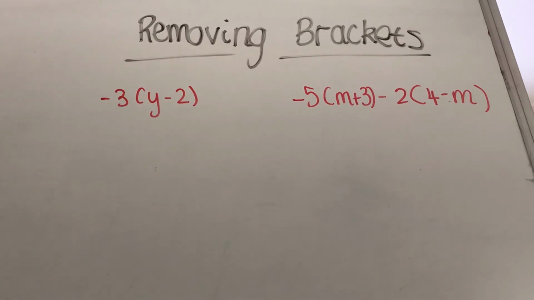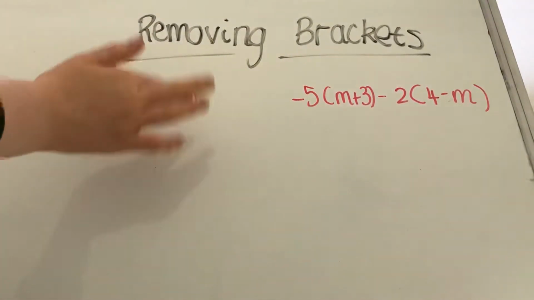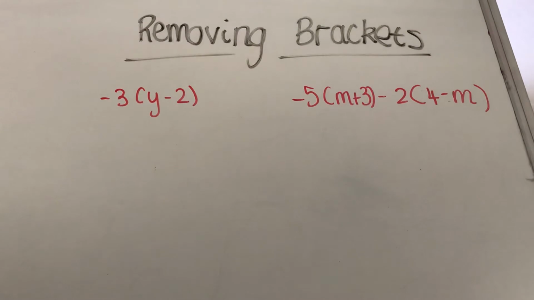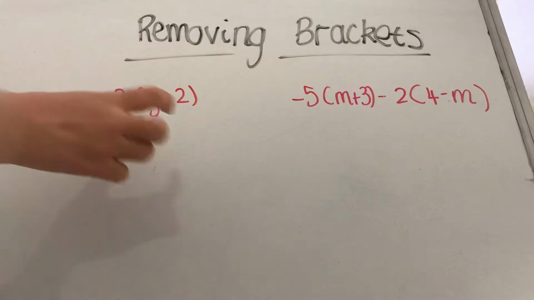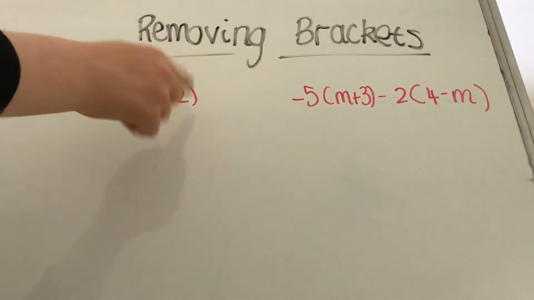Let's get started. This is our first question here. In order to work out an algebra equation, we want to know what the letter is equal to essentially. So we want to know what this y is equal to, and this y could be any number. But in this particular question, we're just going to work on what's known as expanding the brackets, so getting rid of them essentially.